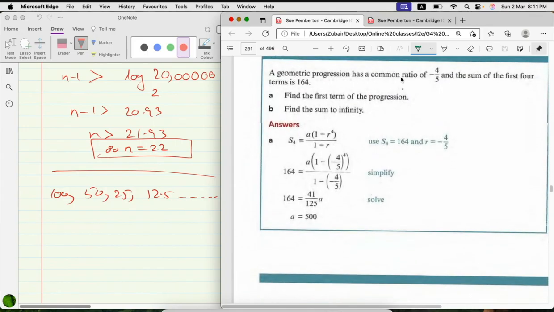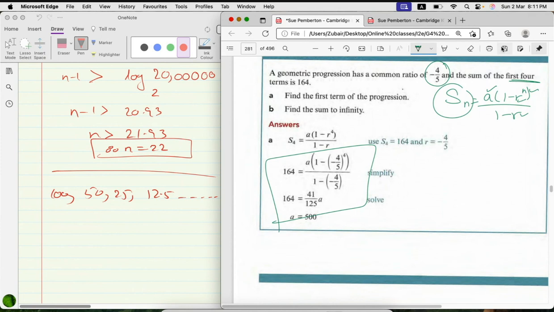Then a geometric progression has a common ratio of minus 4 by 5. The sum of the first four terms is given. r is given, sum of first four terms is given, so we can find a. We just have to substitute in the formula that sum of terms is equal to a times 1 minus r raised to the power n over 1 minus r. Now see, we have r, n, and the sum, so the only unknown is a. We substitute the values and compute it. Use calculator and get the value of a, 500.